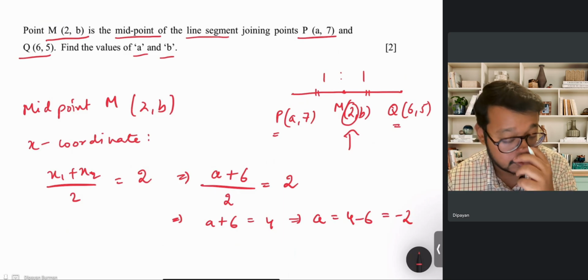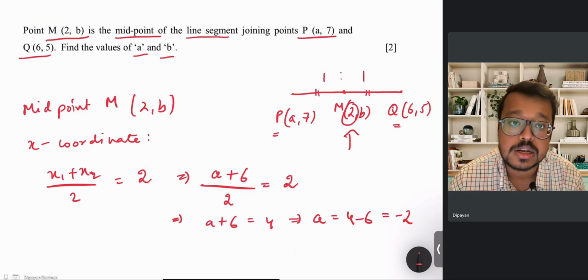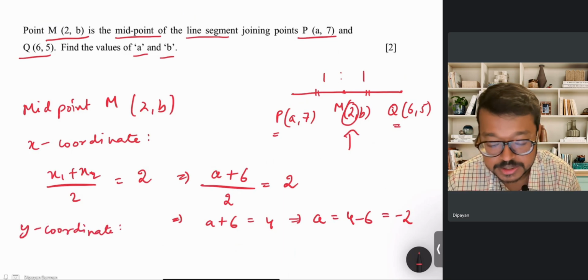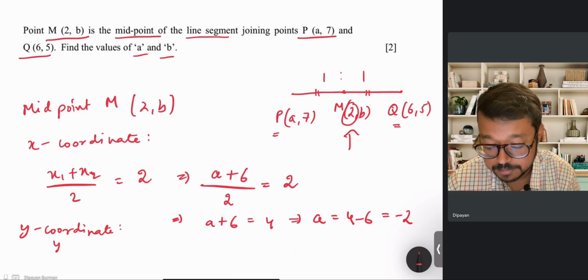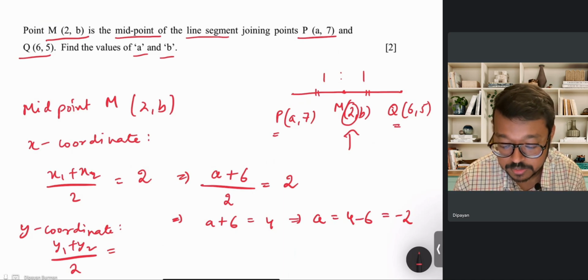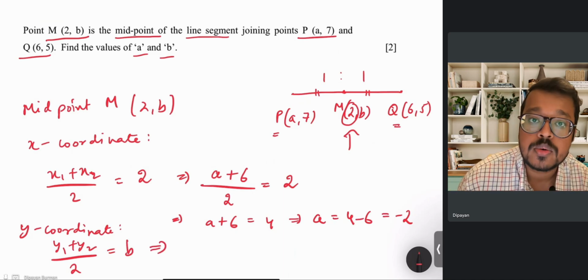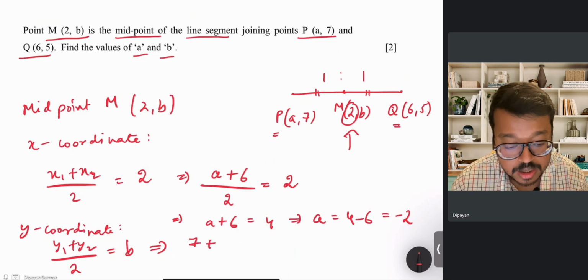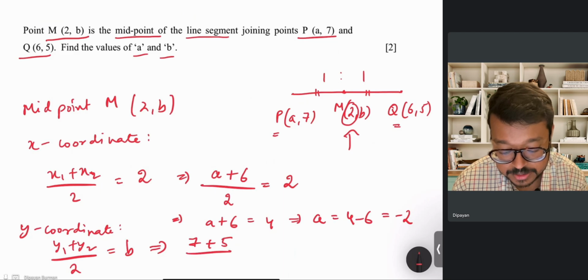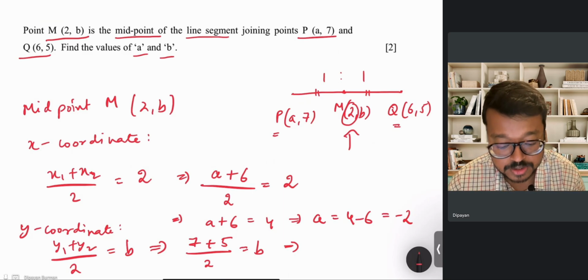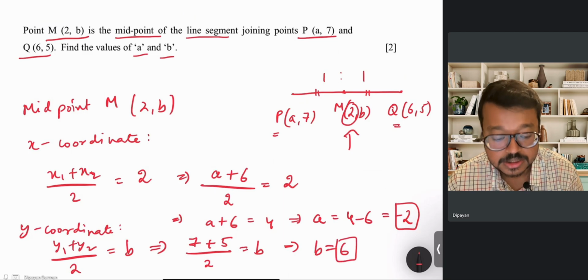And then we want to find the value of B. B is the y coordinate of point M. So looking at the y coordinate of point M, I am expecting (y1 plus y2) divided by 2, and that should be equal to the y coordinate of point M, which is B. Now y1 and y2 are the y coordinates of point P and point Q. So point P has y coordinate 7, Q has y coordinate 5. So (7 plus 5) by 2 should be the value of B. 7 plus 5 is 12, 12 by 2 is 6. So I am expecting B equals 6. So A equal to minus 2 and B equal to 6 is the answer to this question.